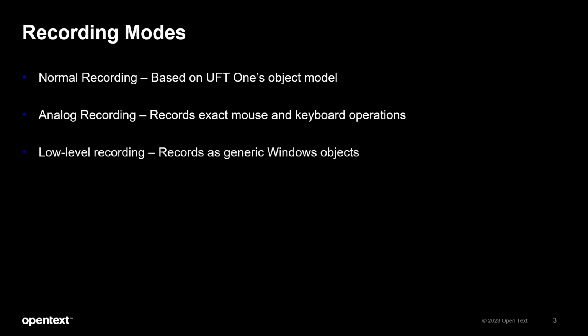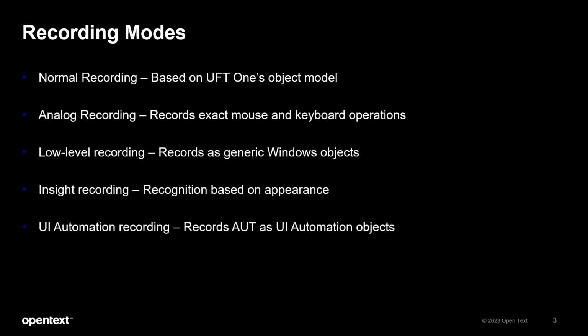Low-level recording records on any object in your application, whether or not UFT One recognizes the specific object or the specific operation. And in insight recording mode, UFT One recognizes objects based on their appearance and not their native properties. This can be useful to test controls from an environment that UFT One doesn't support, or even from a remote computer running a non-Windows operating system. And UI automation recording records the objects in your application all as UI automation objects.